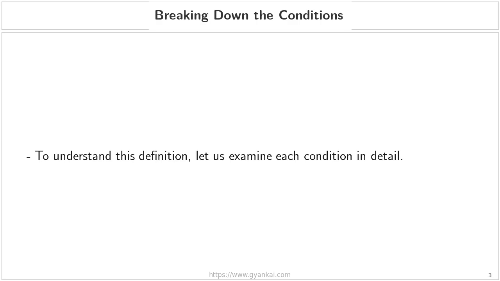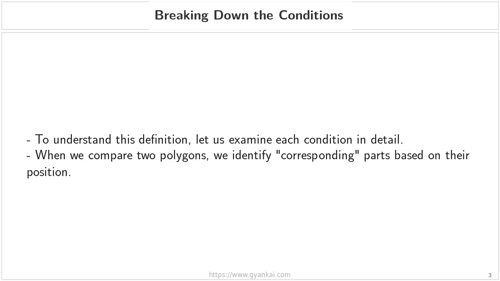Breaking down the conditions. Now that we have established the formal definition, let's take a closer look at what these two conditions actually mean in practice by breaking them down one by one. First, let's focus on the first condition, corresponding angles. When we are comparing two different polygons, we can't just pick any random angle. We have to identify corresponding parts. This simply means we look at the parts that occupy the same relative position in each shape.